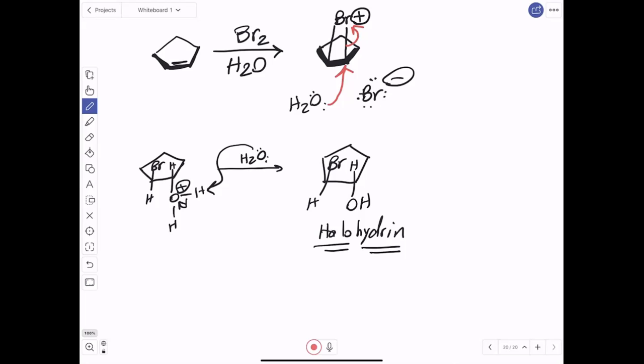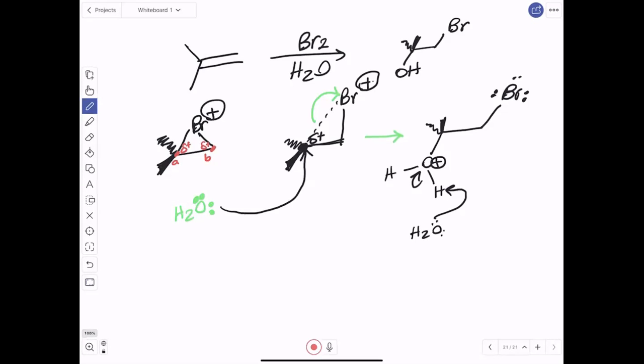So in halohydrin formation, do you think there will be any rearrangement, carbocation rearrangement? No. Why not? There's no carbocation formation. Because there is no carbocation, so no rearrangement. No question?